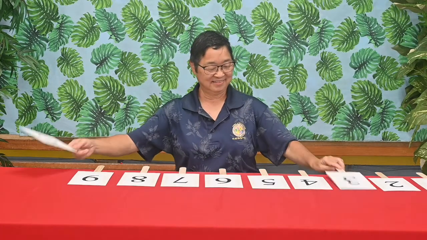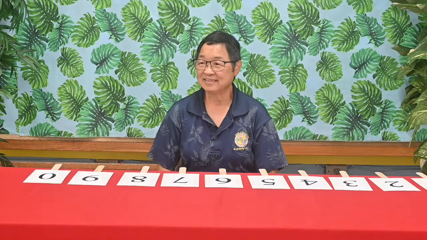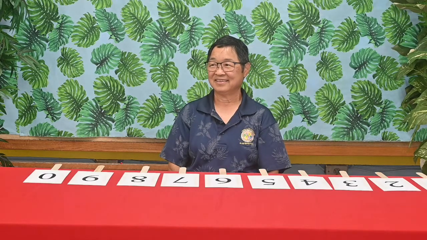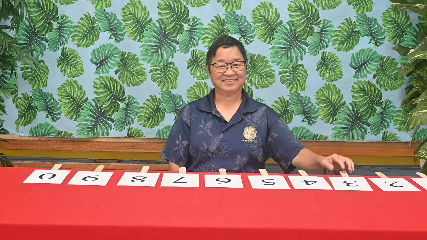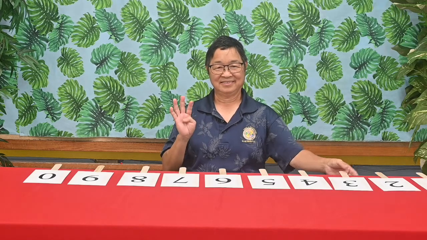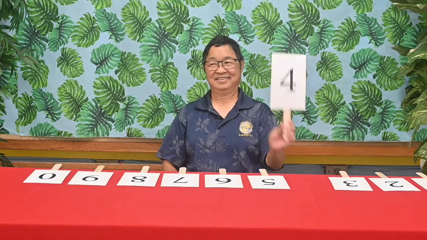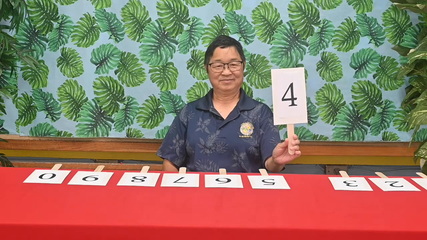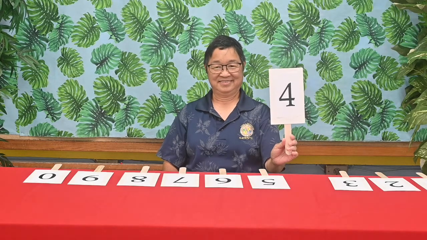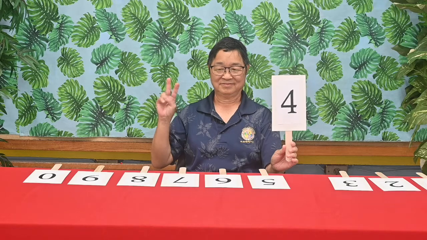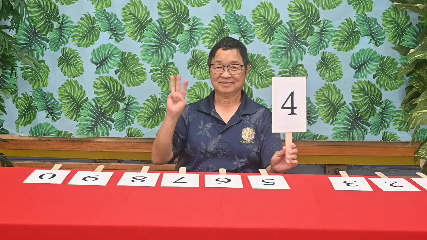Question 7. What is the number of states that begin with the letter A? Yes, we have 4 states that begin with the letter A. Alabama, Alaska, Arizona, and Arkansas.